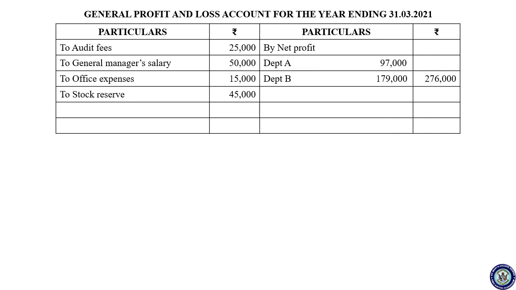So the net figure will be net profit or net loss. Here your credit side is more. So it is net profit. That is 2,76,000 is the total. 1,41,000 is the net profit.